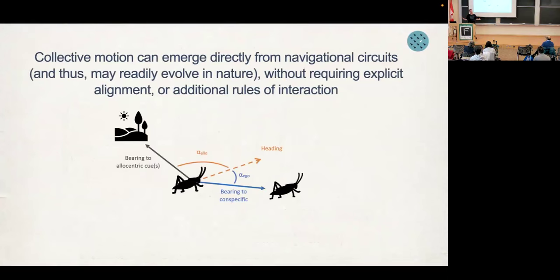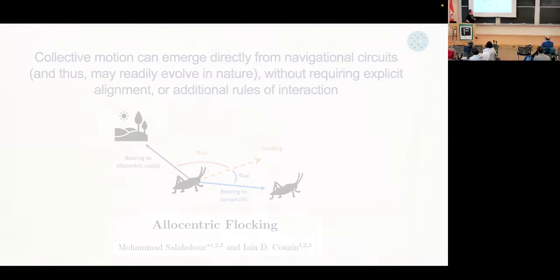We don't need to guess what the rules are. It's just there in the circuits that animals have. Therefore, collective behavior could readily evolve. It's a tiny, tiny tweak from an evolutionary perspective.